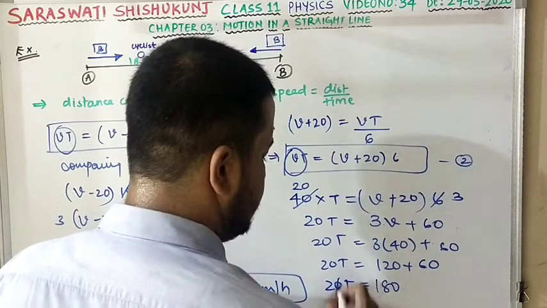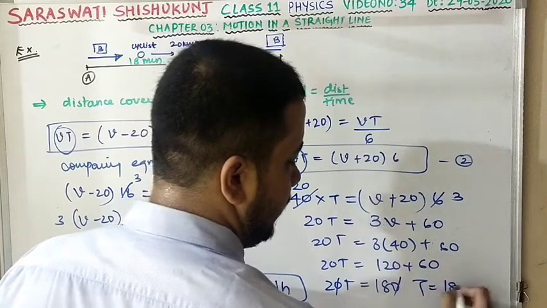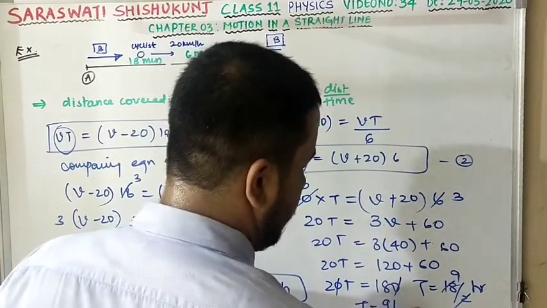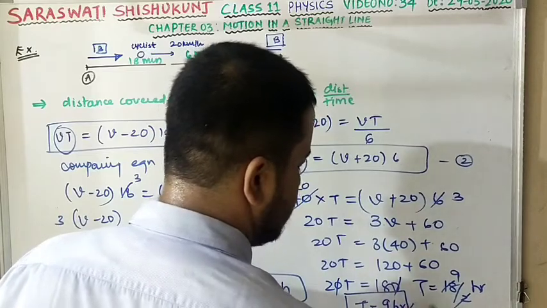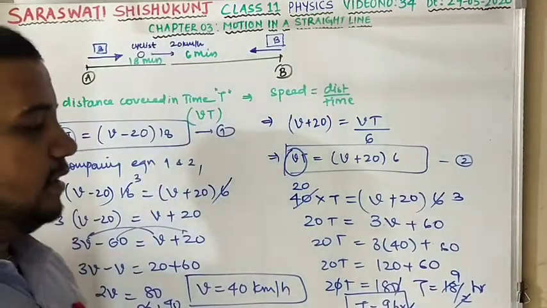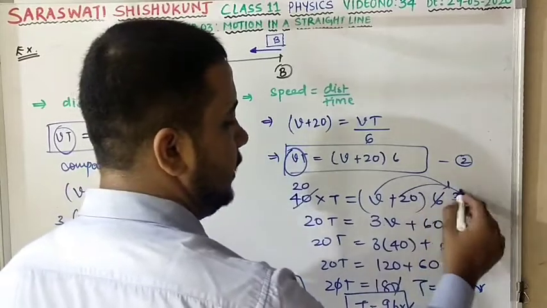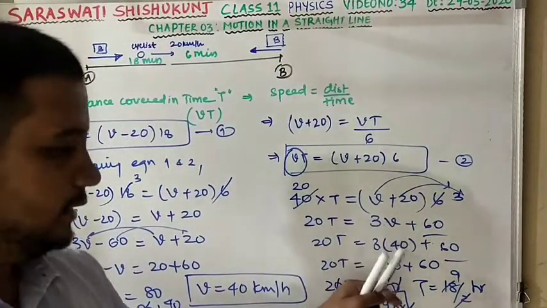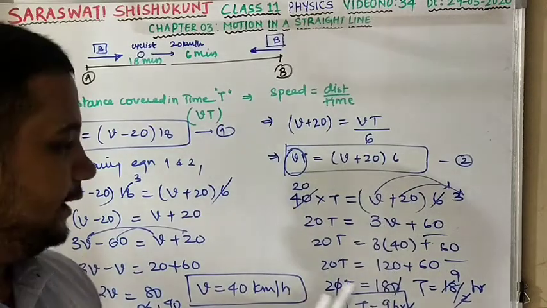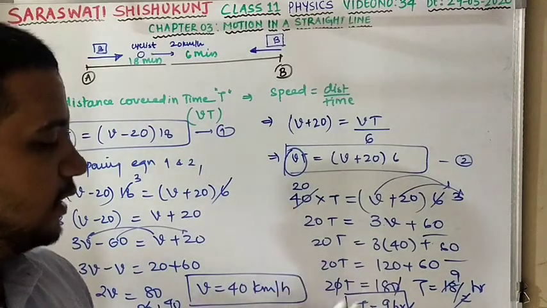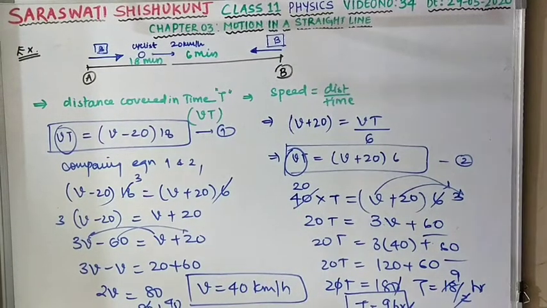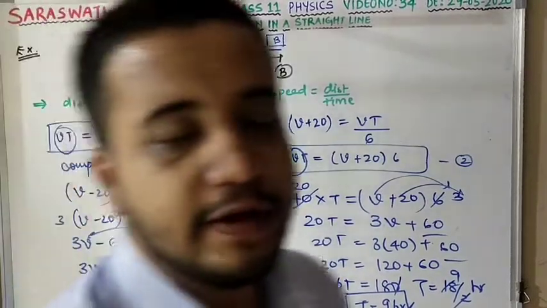Yes, 20t. 0 0 cut. So t is equal to 18 by 2. 9 2s are 18. So remember my answer is going to be 9 hours. Here you have to multiply both the sides. 3V and 3 20s are 60. Again I have substituted the value of V, that is 40. So 120 plus 60, 180. 20t, 0 0 cut. T is 9 hours. Hope it is perfectly clear. Yes, no doubt.